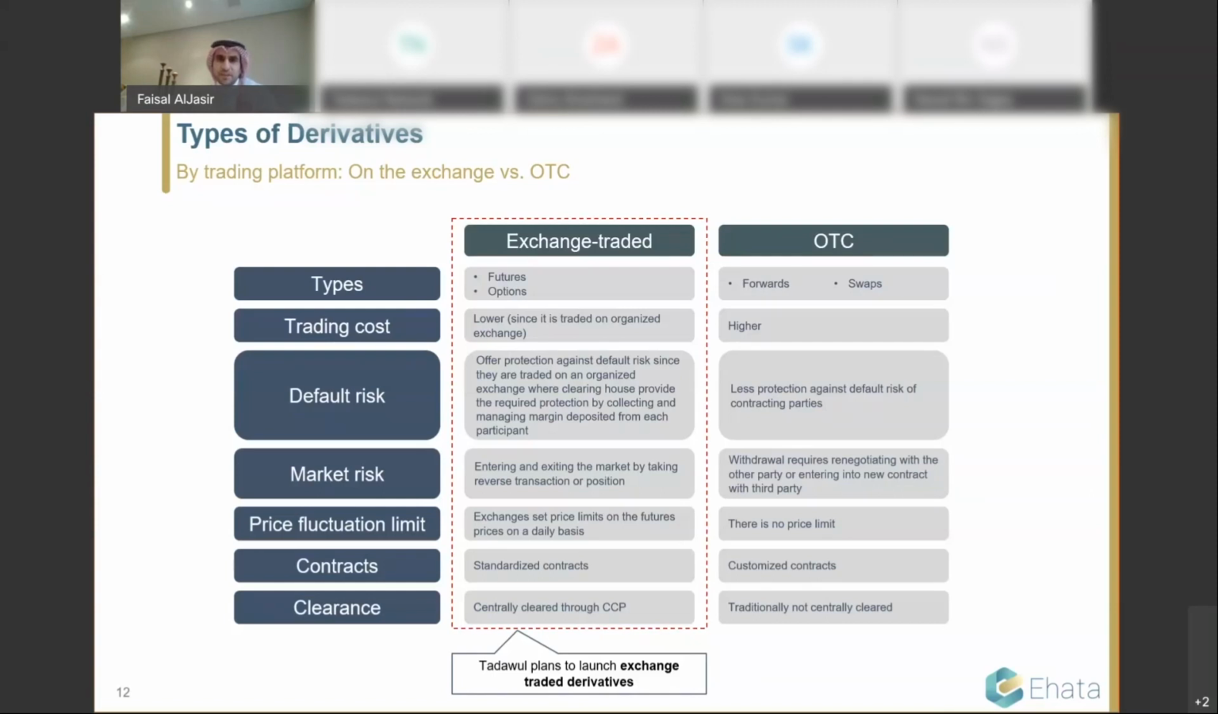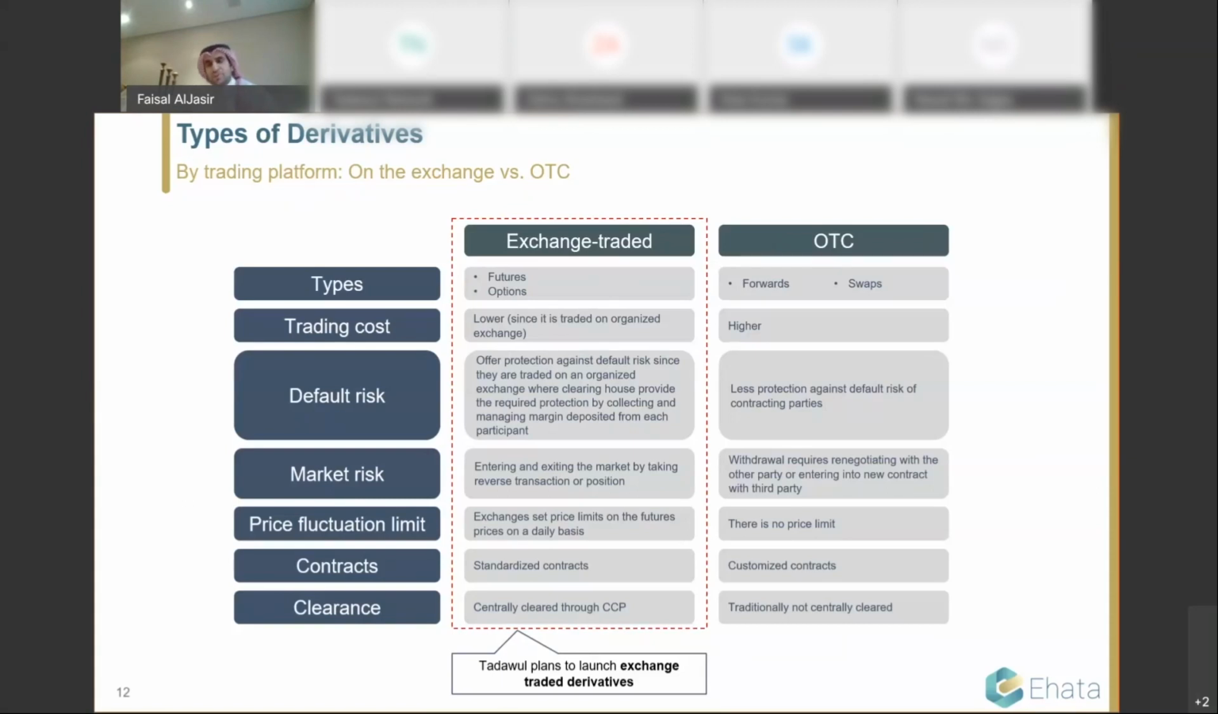Trading costs in the exchange traded market become lower, or higher in the OTC market. On default risk, exchange traded does offer important protection because it mitigates and manages that default risk, due to having central clearing, initial margins and managing the positions. That alone can help a lot, if not eliminate the credit risk, the default risk in this case.